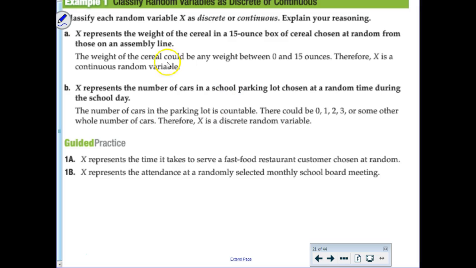Oh, the examples they already have done for you. These are out of your book. The weight of a cereal. Weight of cereal in a 15-ounce box. So they're saying it is continuous because it could measure 15.25 ounces. It could measure 15.34. All sorts of different decimals in between the values. And then anytime they say number of, usually that's an obvious get-go that it is going to be a discrete variable because number of indicates that you're going to count them. So number of cars.